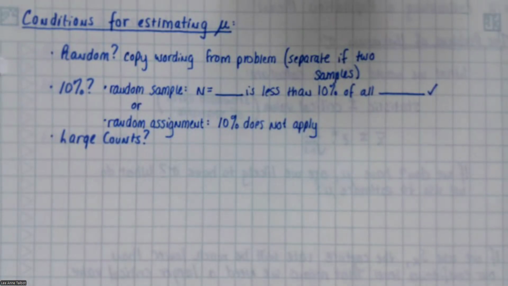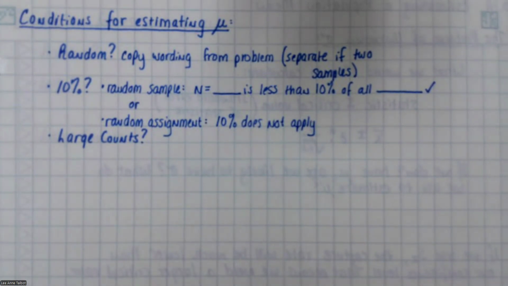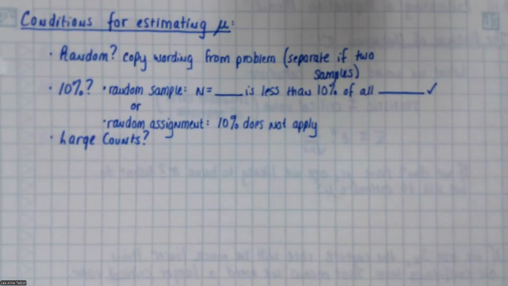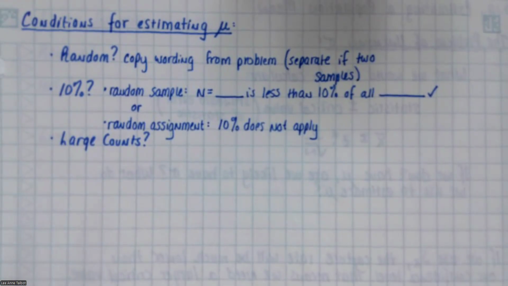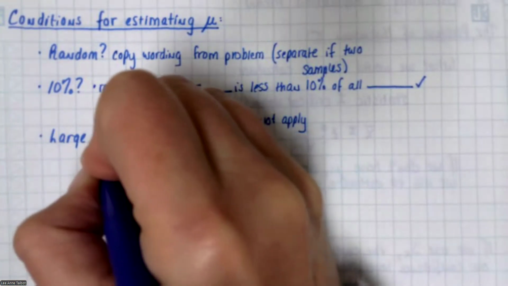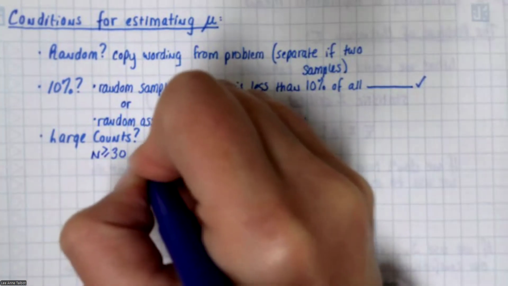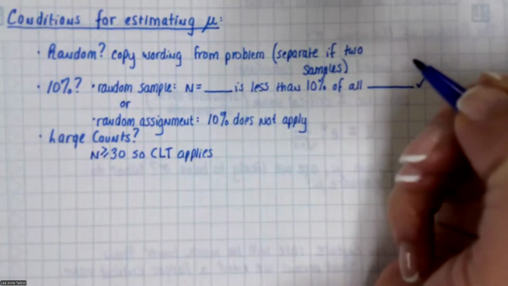Okay, so this is the last thing. What do we do for large counts? N times P is greater than or equal to 10. N times 1 minus P is greater than or equal to 10. Is there a P in any of these problems? No. So you're like, cripes. What did we do when we didn't have P? Does anybody remember? Yes, it's called the central limit theorem. Okay, so n is greater than or equal to 30, so CLT applies.